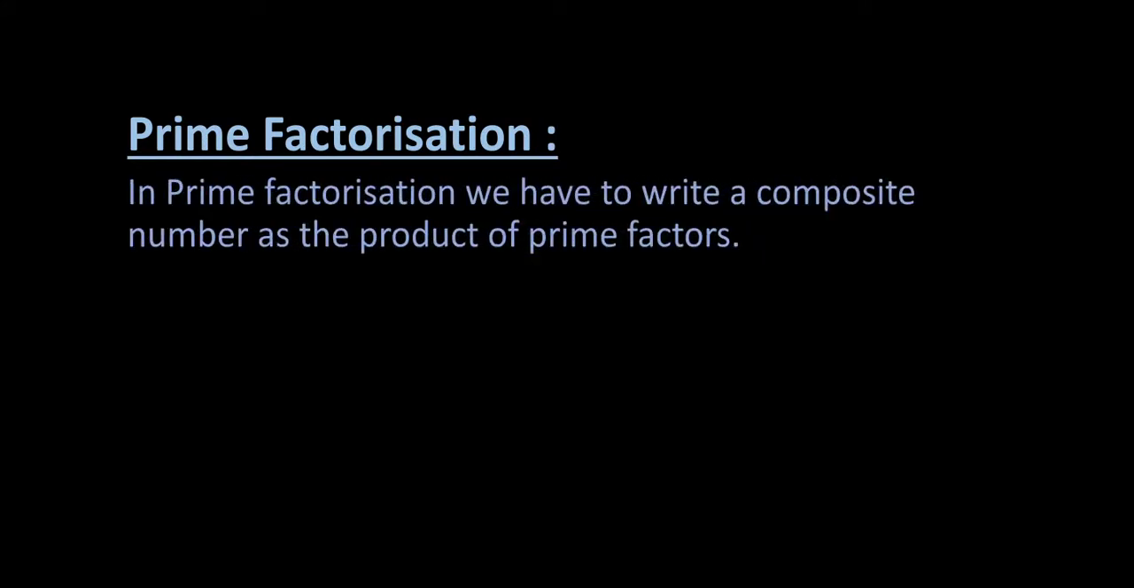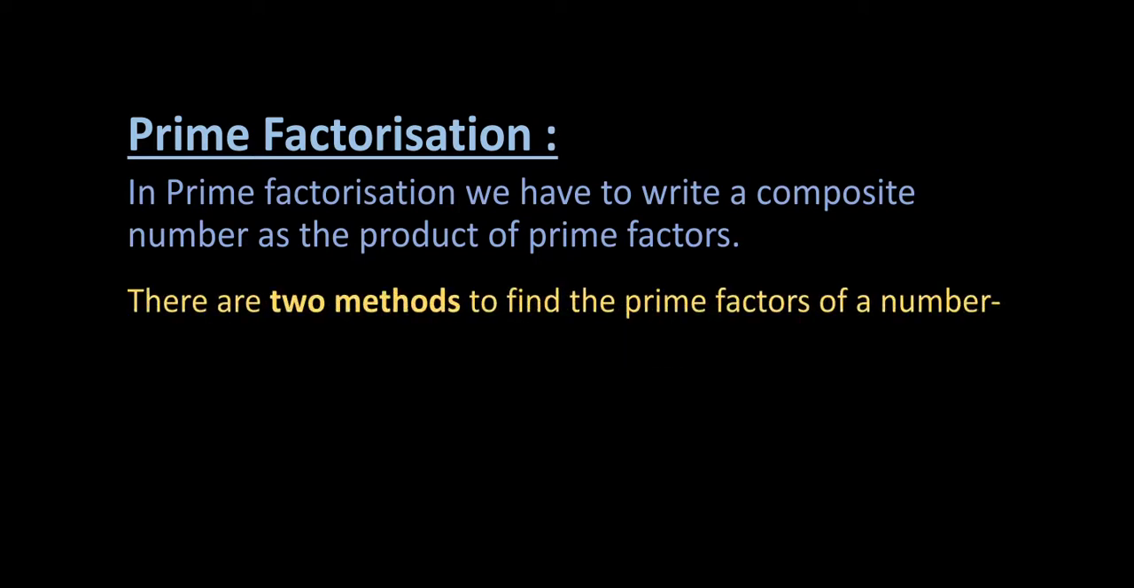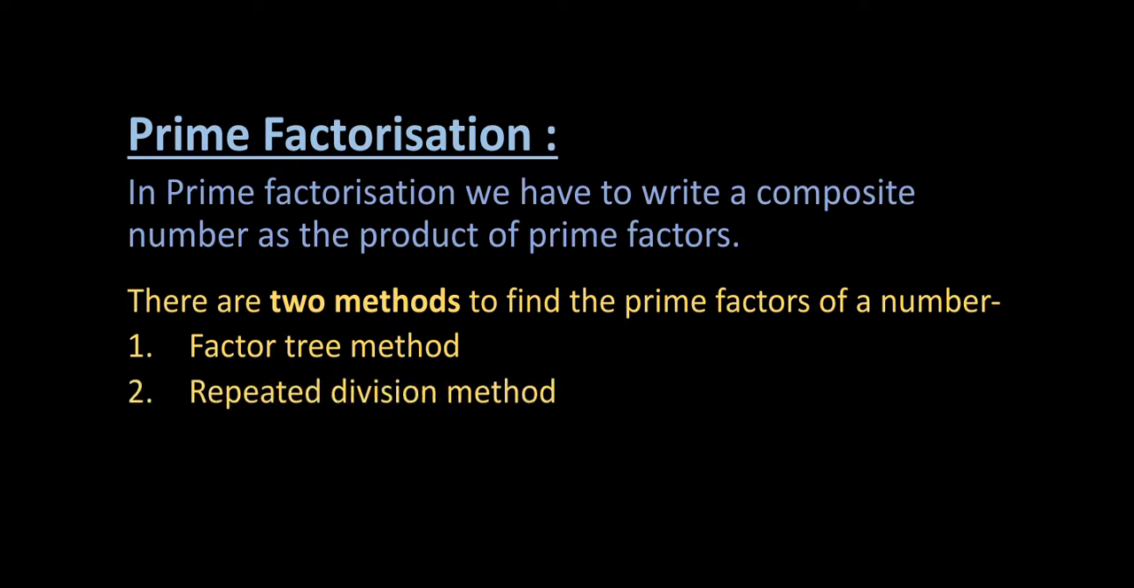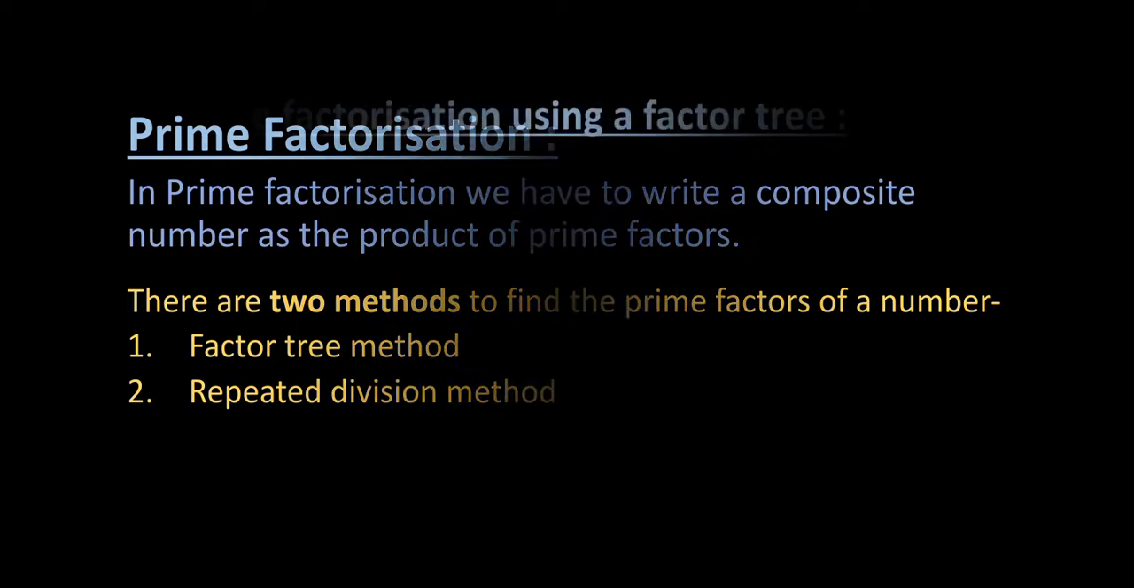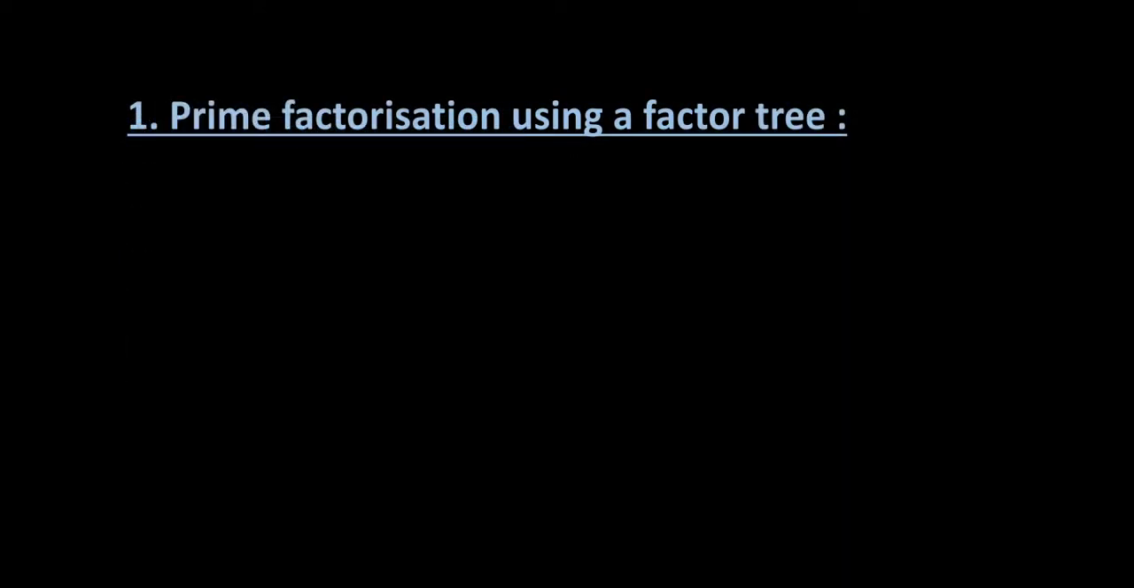In prime factorization we have to write a composite number as the product of prime factors, or we can say that in prime factorization we have to convert a composite number into a product of prime numbers. There are two ways to find the prime factors of a number: the first one is the factor tree method and the second one is the repeated division method. Here we will discuss these two methods with the help of examples. First, prime factorization by using the factor tree method.